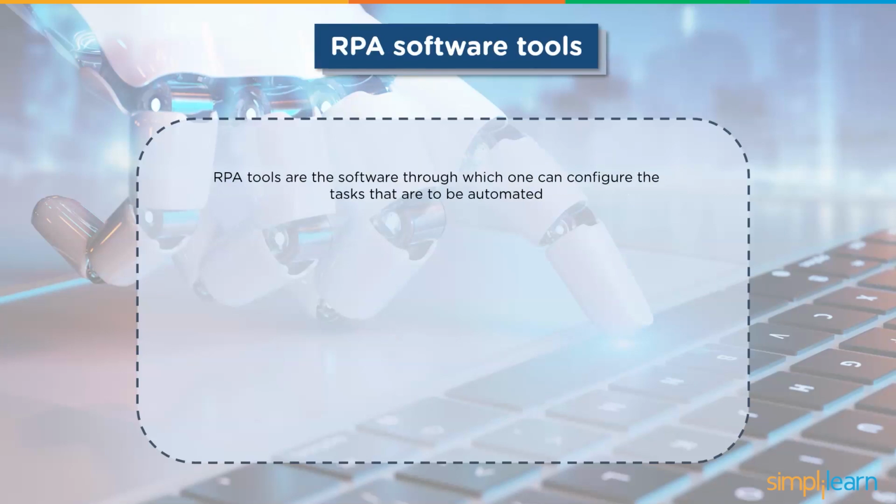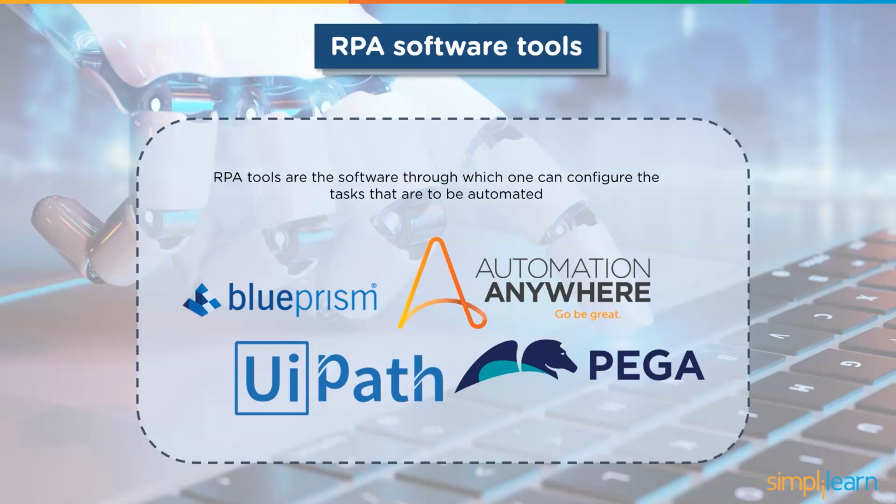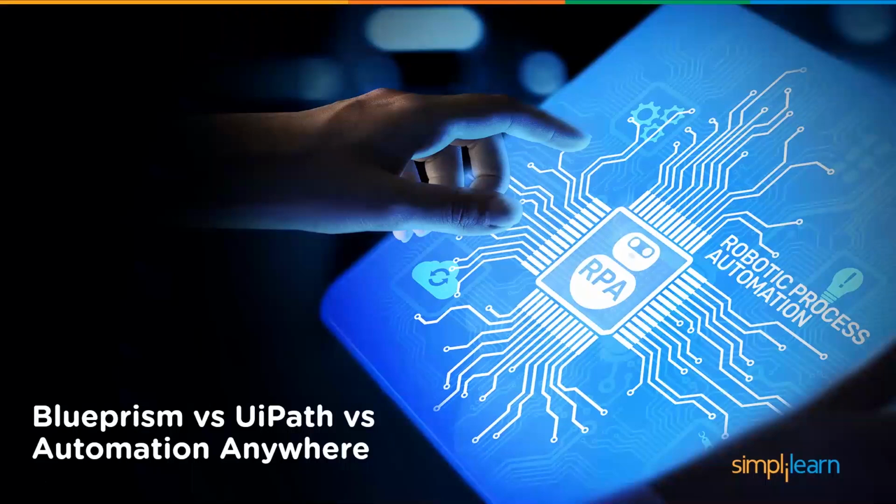Now, RPA tools are the software through which one can configure tasks that are to be automated. So some of the widely used tools are UiPath Studio, Automation Anywhere, Blue Prism, WorkFusion, among others. Now, assuming you have a basic understanding of RPA, let's go on and compare the popularly used tools.